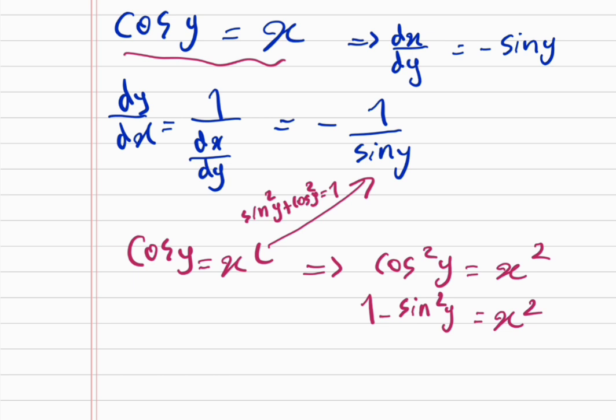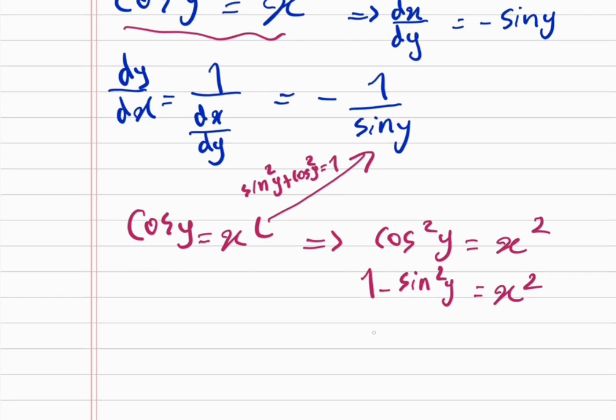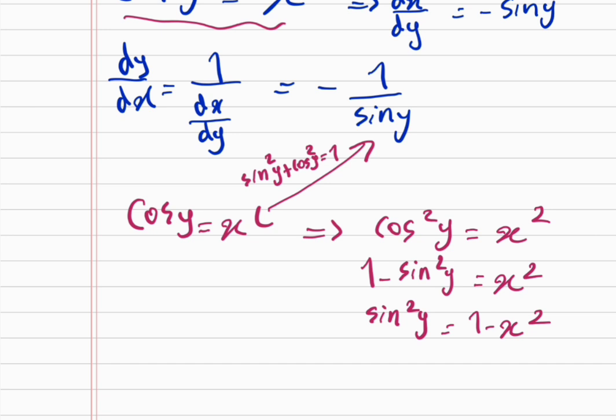And now we are getting very close, because here we have sine y. So let's rearrange this one more time. Sine squared y is equal to 1 minus x squared. And finally, let's take the square root. If you take the square root of both sides, you get sine y is equal to the square root of 1 minus x squared.